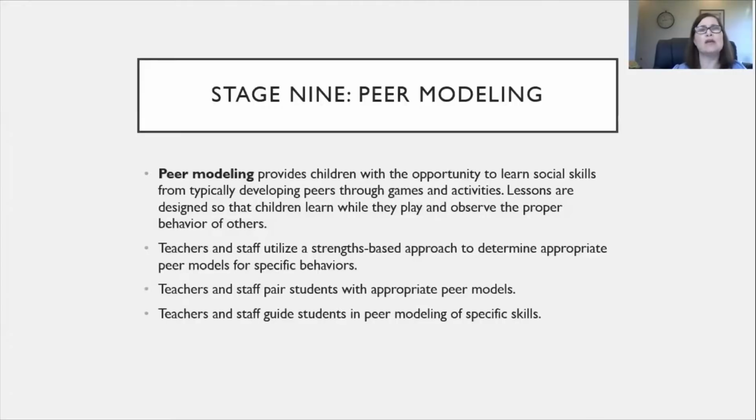And the idea here is based on passive learning, and that children are very observant creatures and they are constantly watching us and one another. And so they are often passively learning from one another, and we want to set up the ideal circumstances for that to occur. So you want to pair students with appropriate peer models and to guide students in peer modeling of specific skills. And we also do this by modeling for one another.